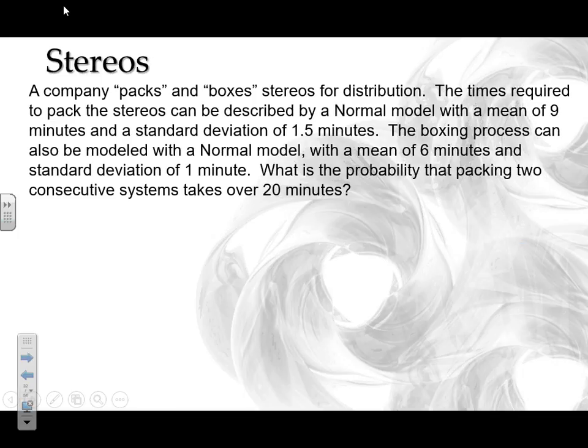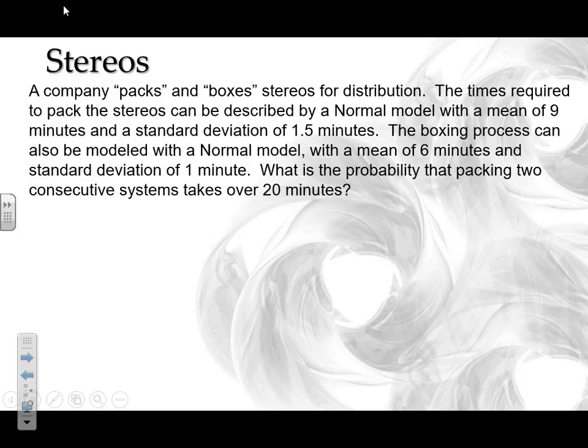Okay, one last example. We did a couple discrete samples there. Now we're going to talk about a continuous sample. So a company packs and boxes stereos for distribution. The times required to pack the stereos can be described by a normal model with a mean of 9 minutes and a standard deviation of 1.5 minutes. The boxing process can also be modeled with a normal model with a mean of 6 minutes and a standard deviation of 1 minute. What is the probability that packing two consecutive systems takes over 20 minutes?